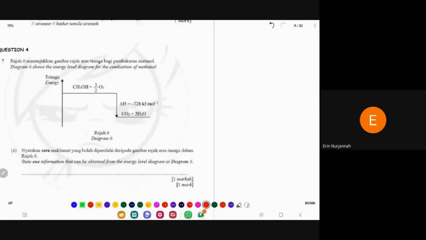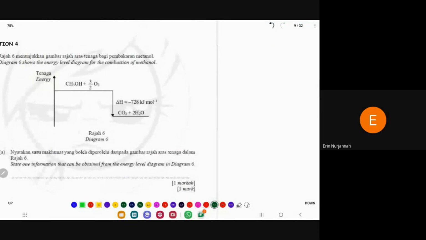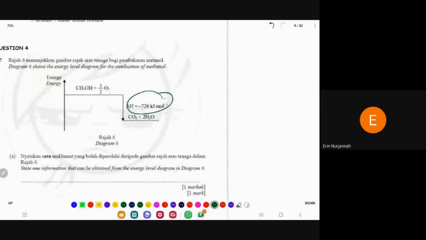Okay, now let's look at this. What's the information you can see? From here, I know it's an exothermic reaction. How much energy is being produced? 728. You can say 728 kilojoule of heat is released when 1 mole of ethanol is completely burned in excess of oxygen to produce 1 mole of carbon dioxide and 2 moles of water. That's how you write.